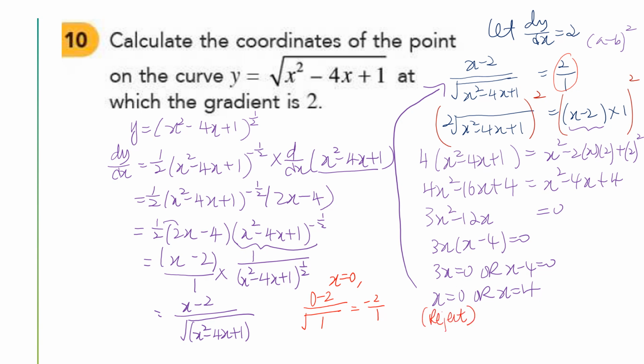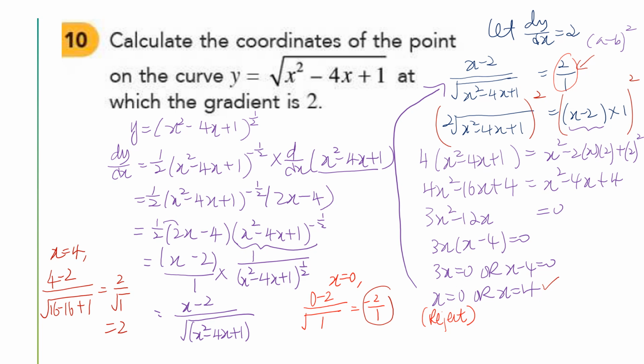How about the other value, when x is 4? Let's see what happens when x is 4. So when x is 4, then 4 minus 2 over square root 16 minus 16 plus 1. And that's alright, because that will give you 2. Okay, which is what we have on the right hand side too. So therefore x equals to 4, it's alright. But x equals to 0, it's not alright, because what you get is negative 2, which does not equate to your 2 here.